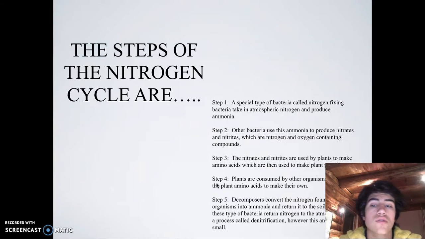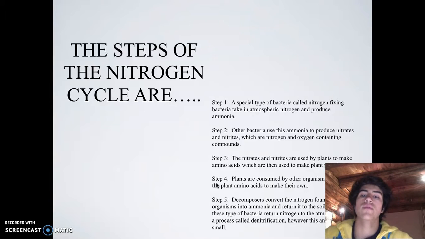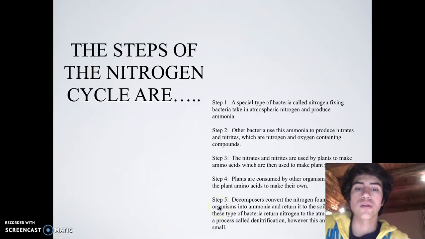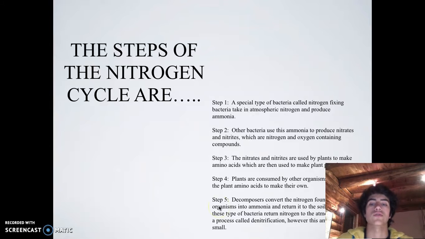The steps in the nitrogen cycle are: step 1, a special type of bacteria called nitrogen-fixing bacteria take in atmospheric nitrogen and produce ammonia. Step 2, other bacteria use this ammonia to produce nitrates and nitrites, which are nitrogen and oxygen containing compounds. Step 3, the nitrates and nitrites are used by plants to make amino acids, which are then used to make plant proteins. Step 4, plants are consumed by other organisms which use the plant amino acids to make their own.